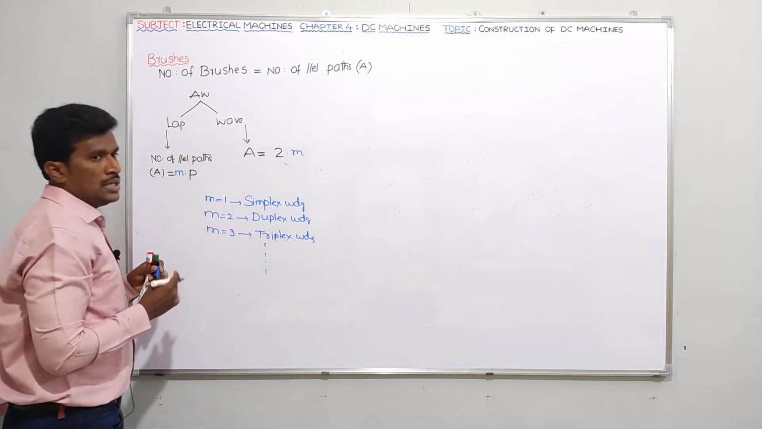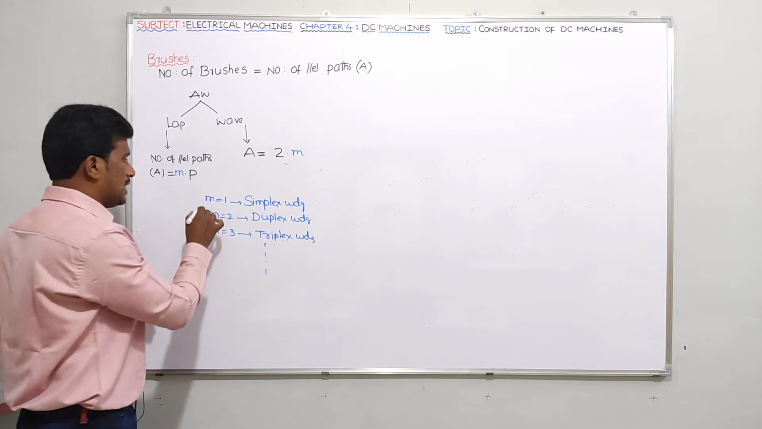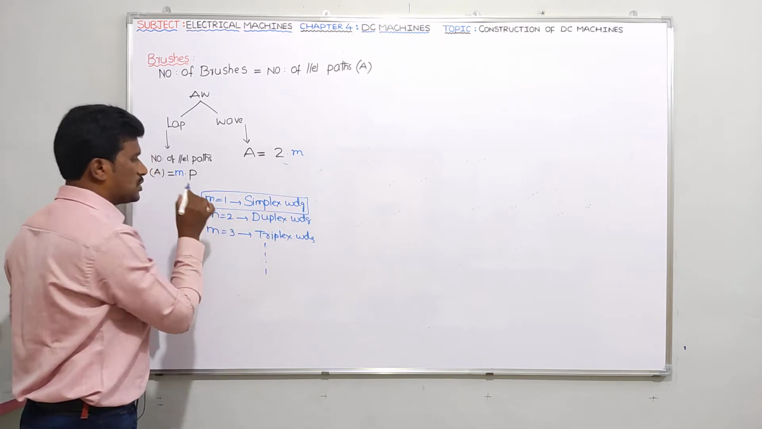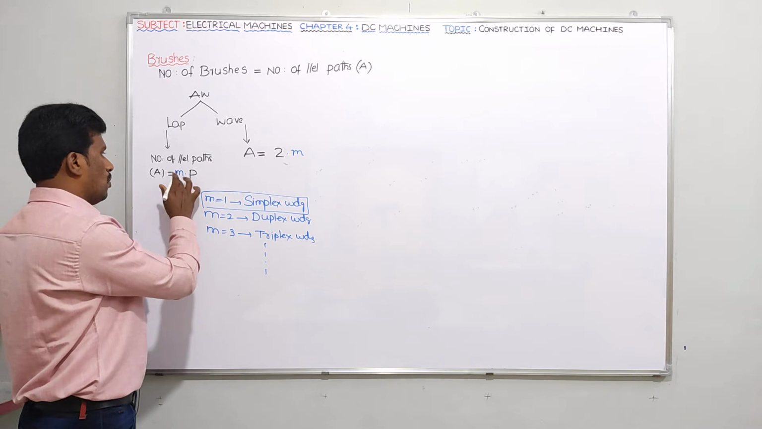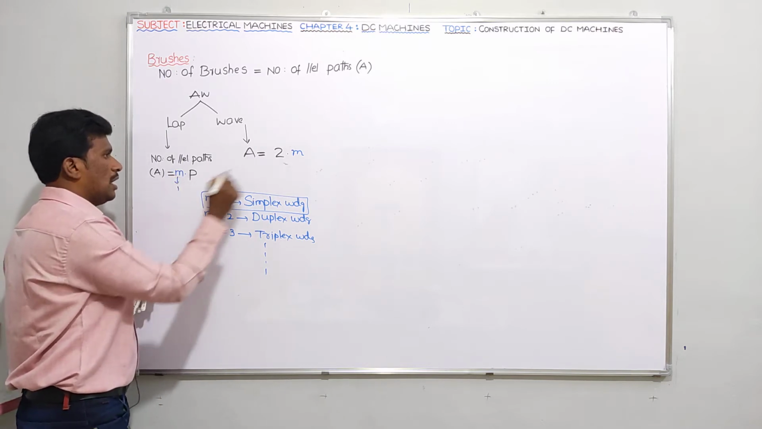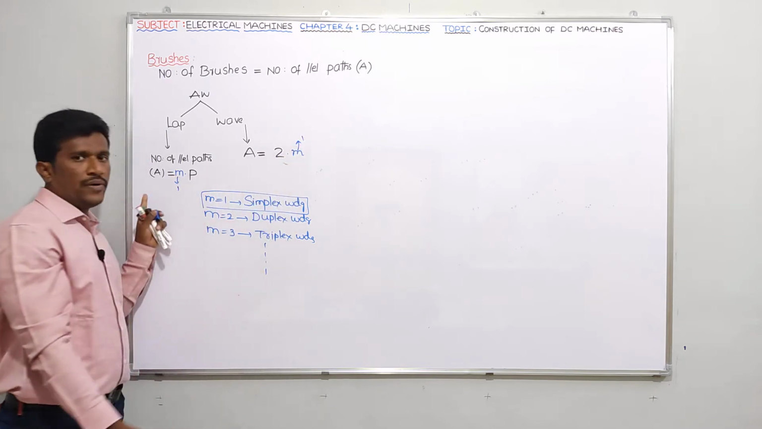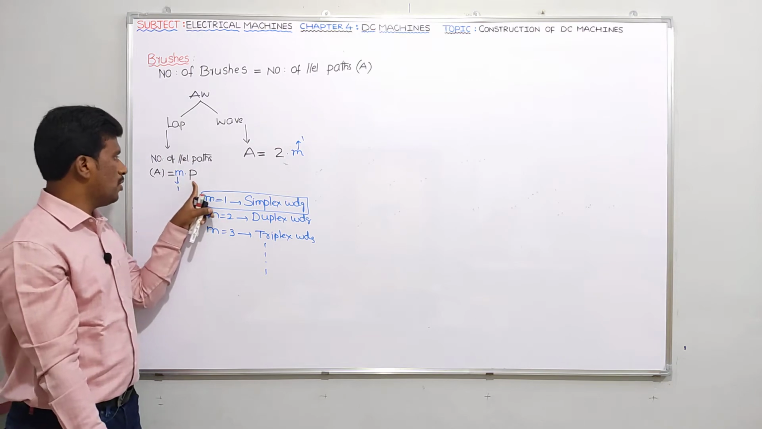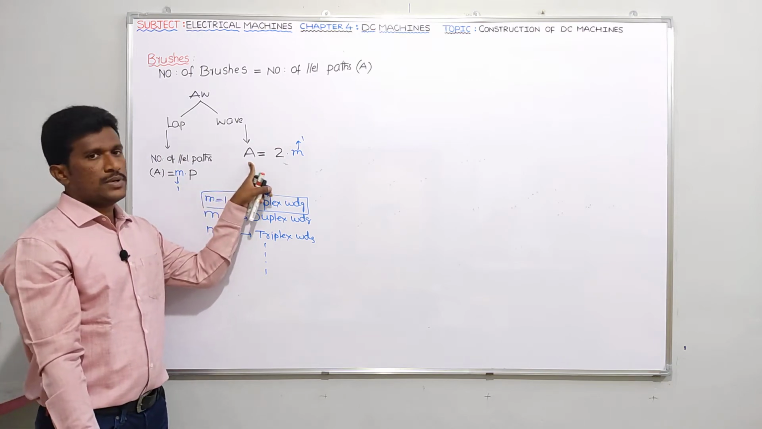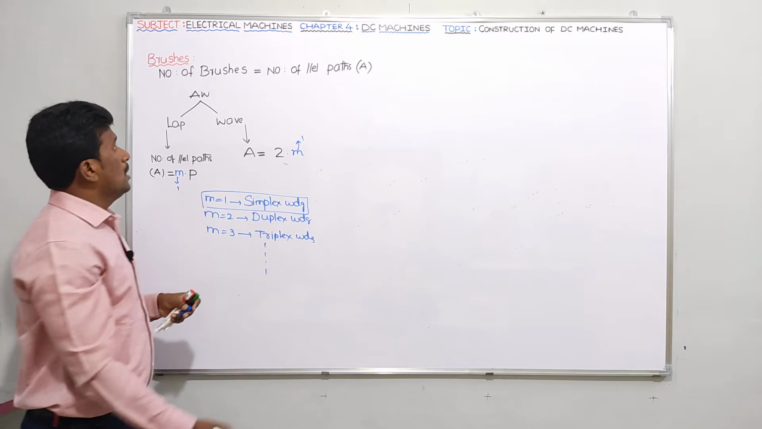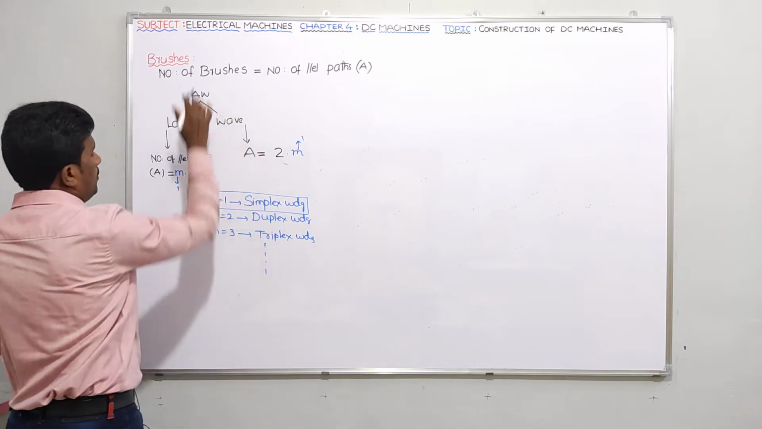Okay. In general, if nothing is mentioned, you should take it as a simplex winding where M is 1. Therefore, for lap winding the number of parallel paths becomes the number of poles, and for wave winding the number of parallel paths equals 2. Is it clear guys?